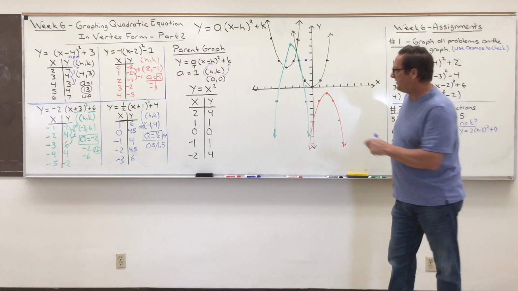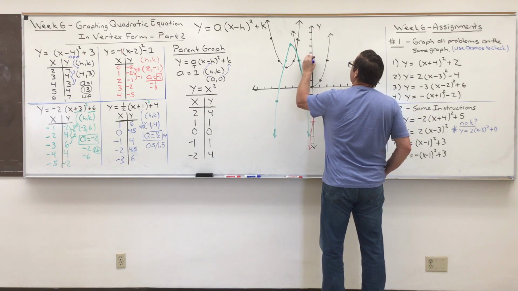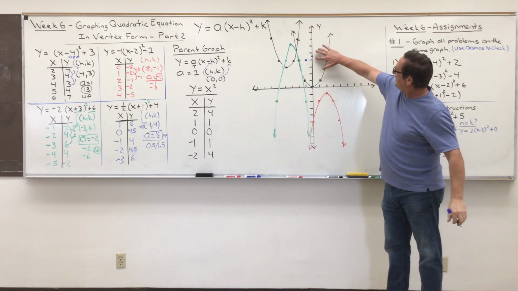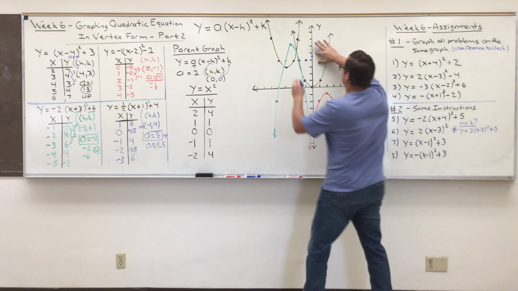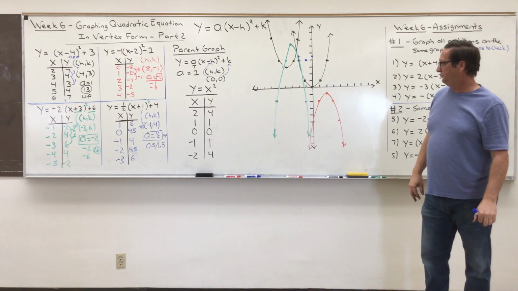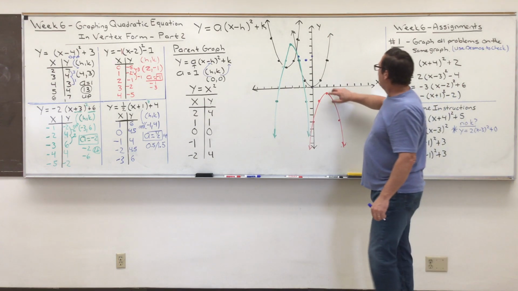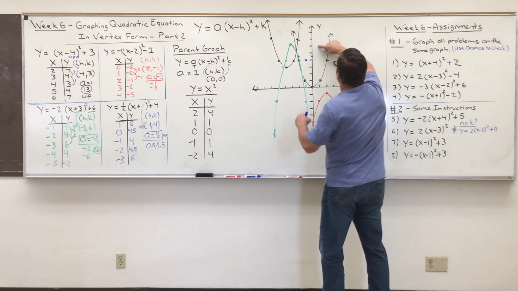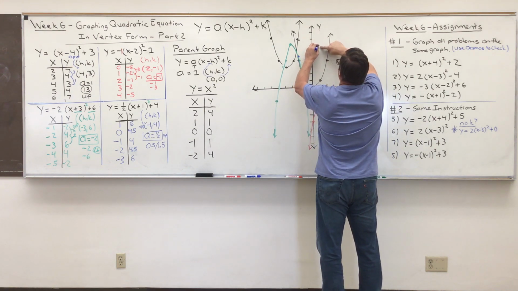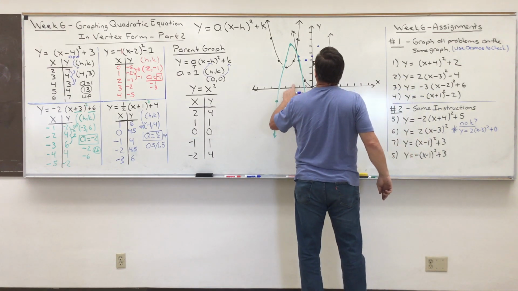All right, let's finish graphing this here. We're going to go 0 and 4.5. So I'm between 4 and 5. And then I'm going to hit 1 and 6, and -3 and 6.